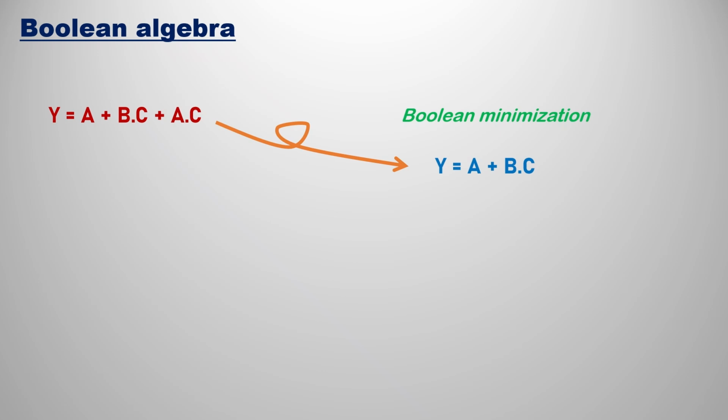If you want to know how this minimization happens, observe carefully here: only one OR gate is required and one AND gate is required. So it is very simple to represent like that. We are able to minimize like that, and this is known as Boolean minimization.